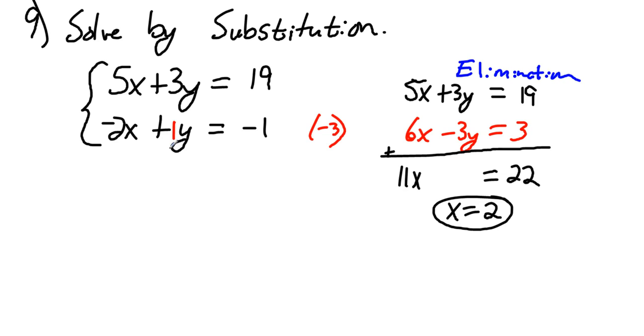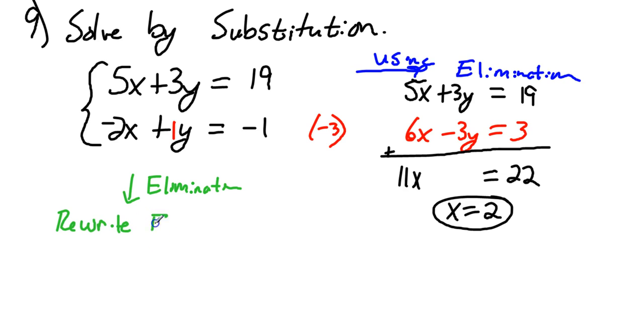Now, if we actually did substitution, we'd take the 2, go back and plug it back in, figure out what the y is, and we'd be good to go. If you do this one by substitution, then what we're going to have to do is rewrite equation 2. Because you've got to get one of these letters by itself, and to get this y by itself, we'd have to add 2x on both sides.